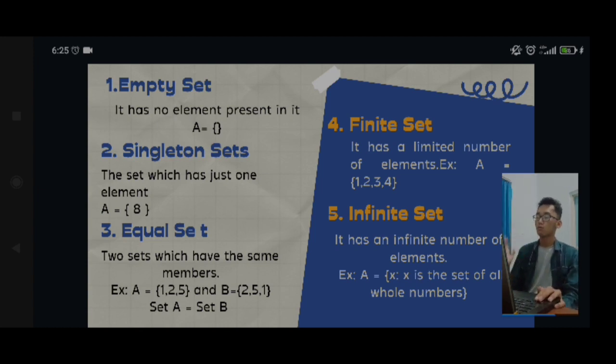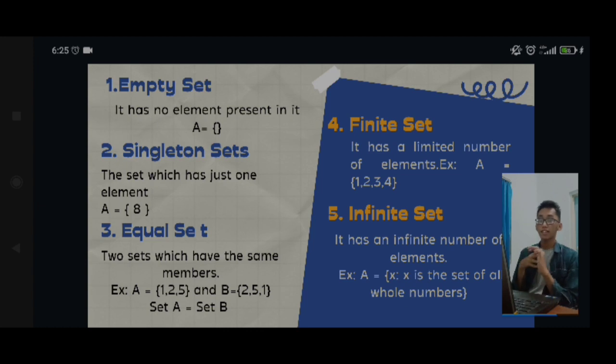For example, A is equal to 1, 2, 5, and B is equal to 2, 5, 1. Both A and B have 1, 2, and 5 as their members, so that's why they are similar. They not only have the same amount of elements, they also have the very same elements, 1, 2, and 5. That's why we can say set A is equal to set B.